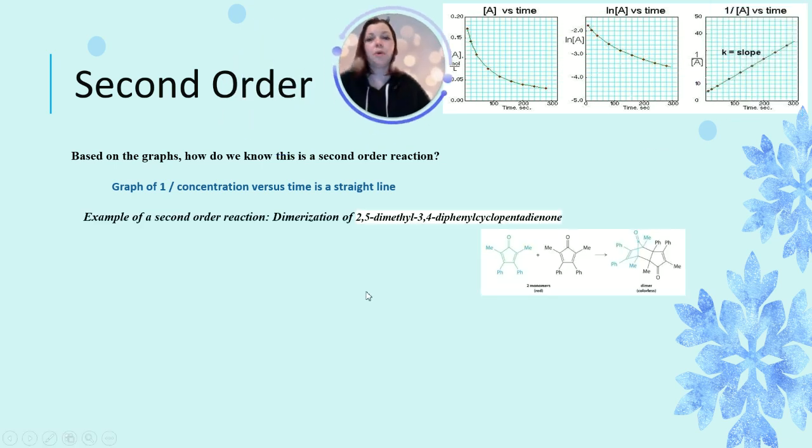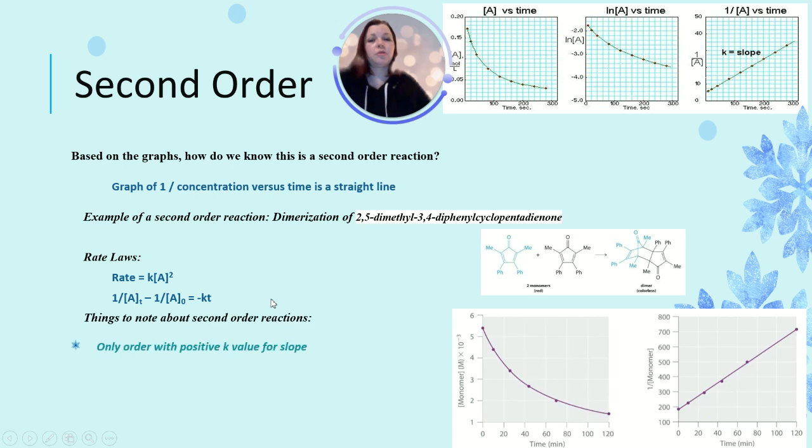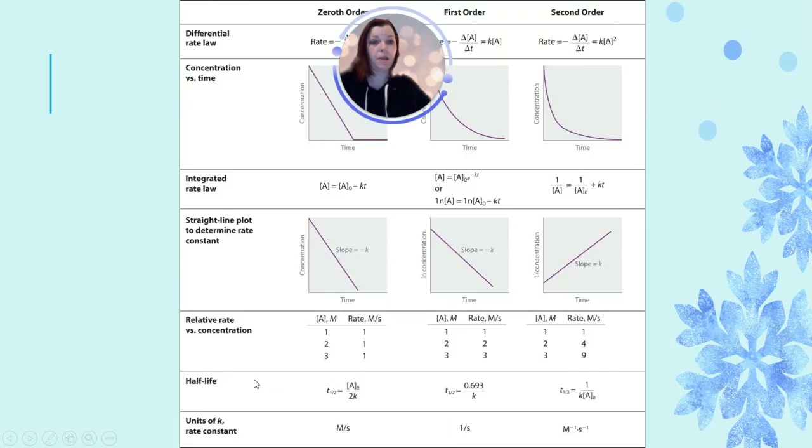There you go. Example of a second order reaction is the dimerization of this species here. And so we can put 2 of those together. That would be second order. And that means that 2 of these have to meet, which is kind of the definition of dimerization. So rate law, rate is equal to Ka times the concentration of A to the power of 2. Again, here's your integrated rate law with the 1 over concentration values. Things to notice about second order, it's the only order with a positive K value for slope. The units of K are equal to liters over moles times second, or again, whatever your time unit is.